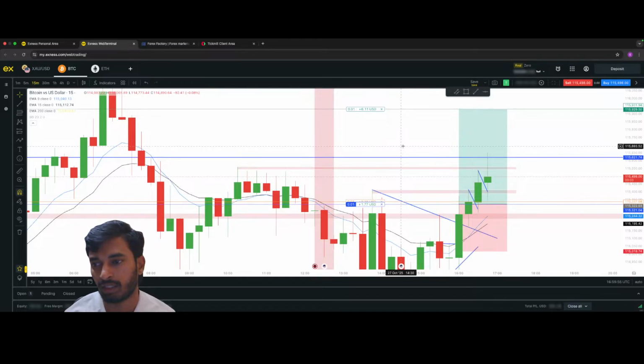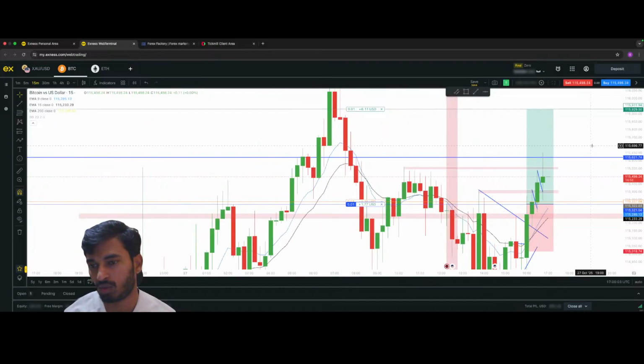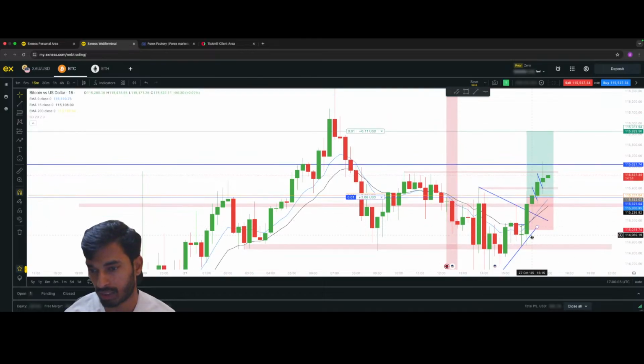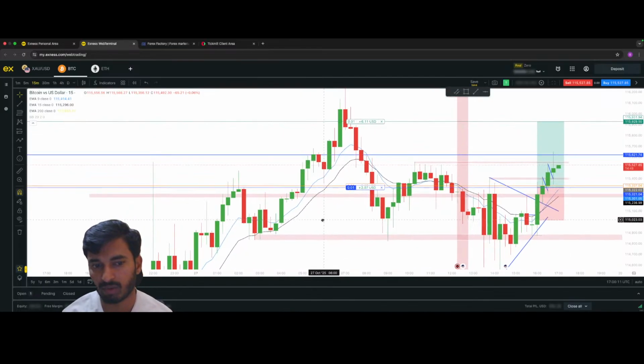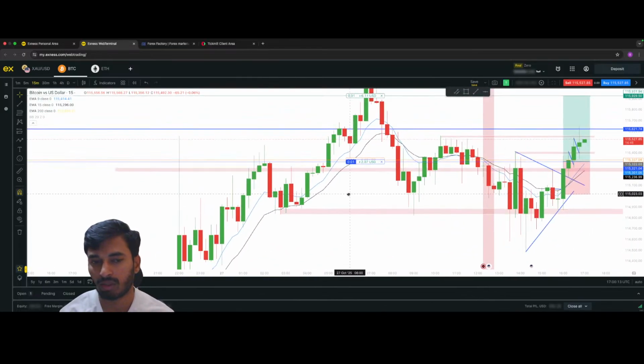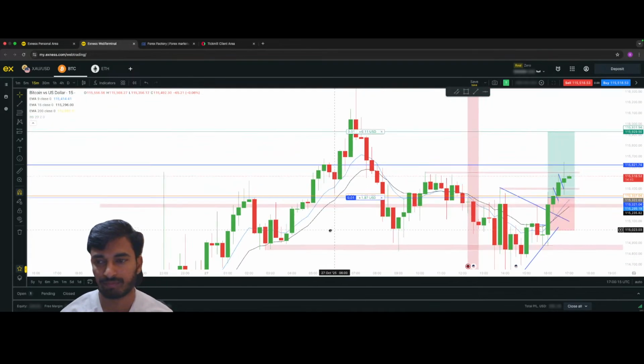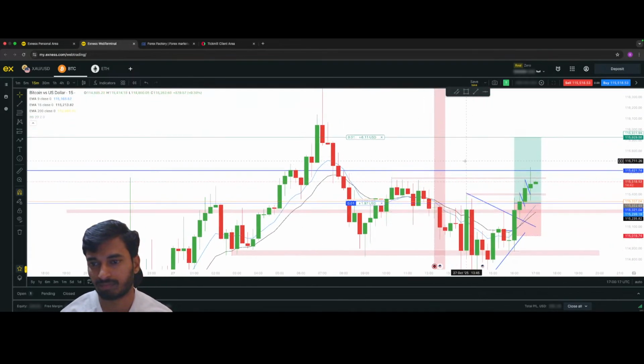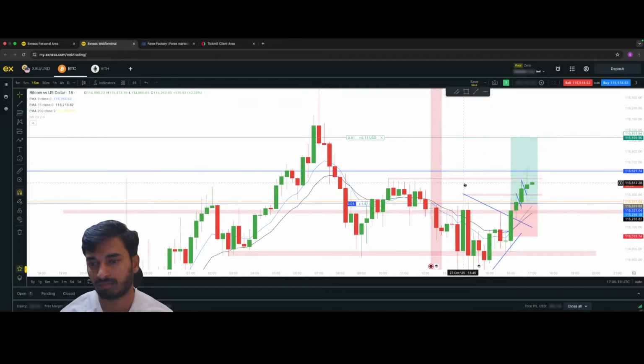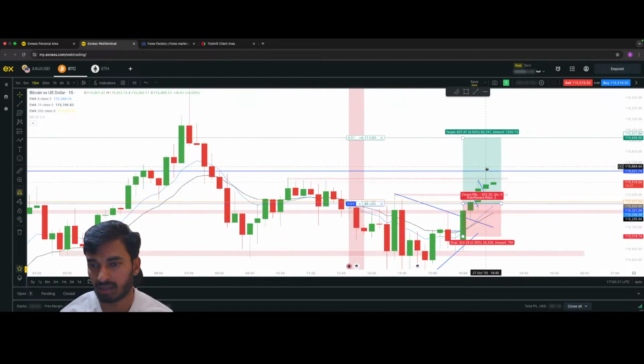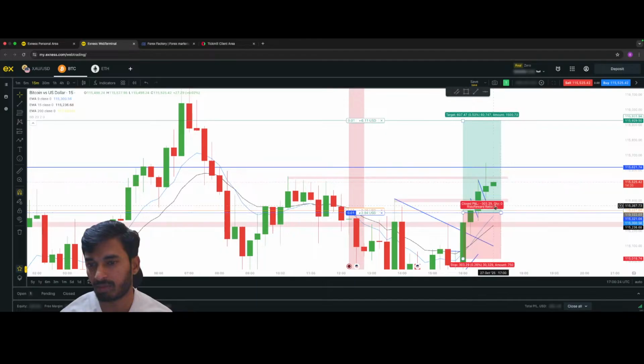Four, 3, 2, 1. So it has not closed a complete doji like this. There is some body. If there is some body, then it can go up. But there is also selling pressure over here, buying pressure over here.